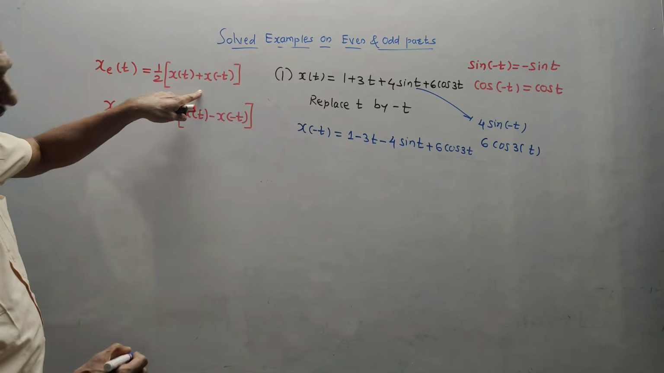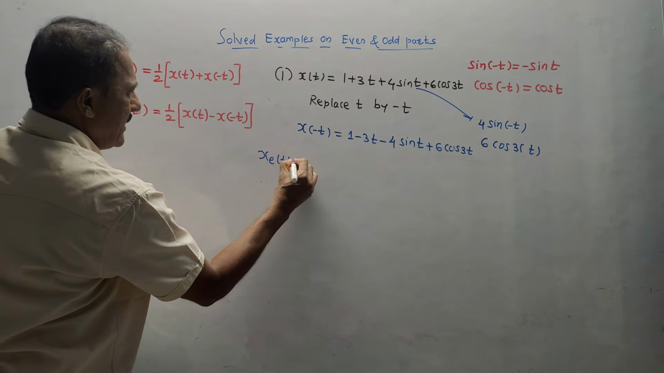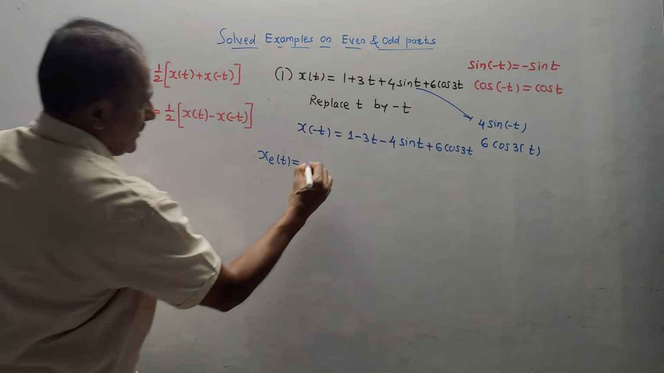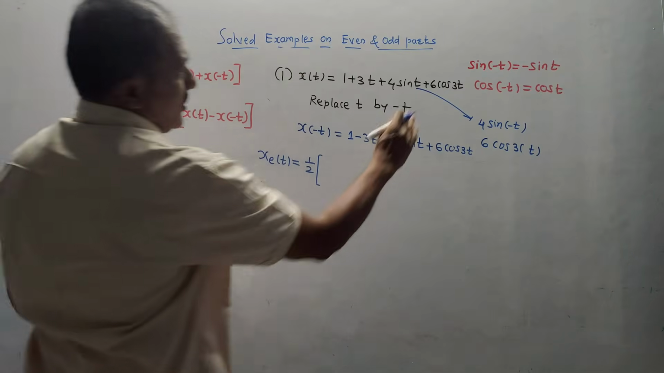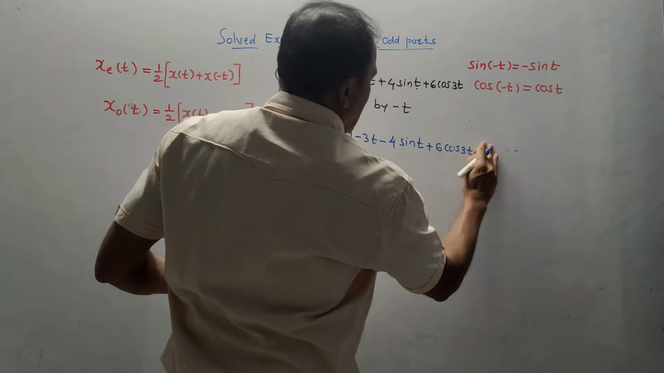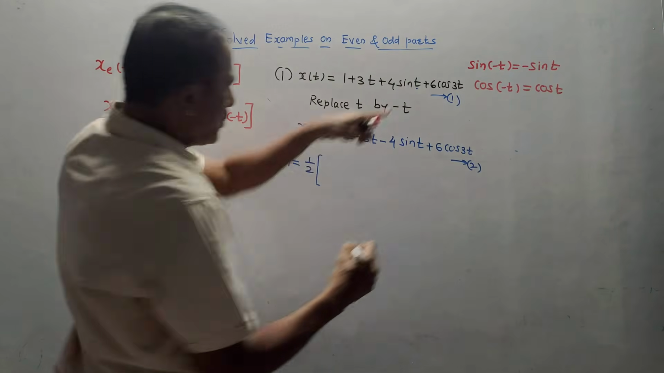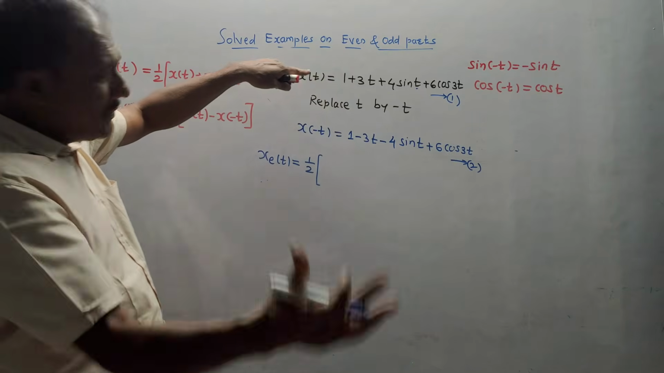Once you get these two equations, that is x of t and x of minus t, you have to make use of ready-made formulae. Now we have the formula x_e of t is equal to 1/2 [x of t plus x of minus t]. So I will write 1/2. I have to take the addition of these two equations. This is equation 1, this is equation 2. Take the addition of equations 1 and 2.